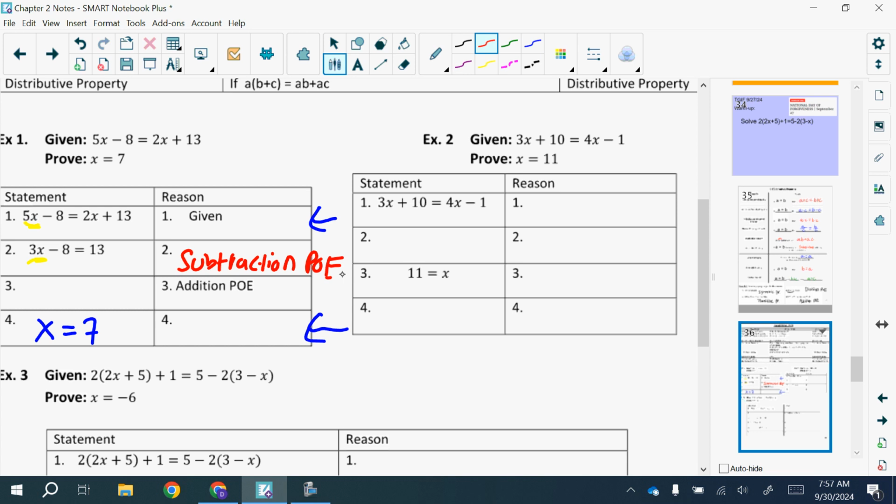Step 3. So now it gives us the reason. It says addition POE. So using addition POE to solve 3x minus 8 equals 13, we add 8 to both sides. So then we end up with 3x equals 21. Lastly, to solve for x, you would divide both sides by 3, keyword divide. So division, POE.